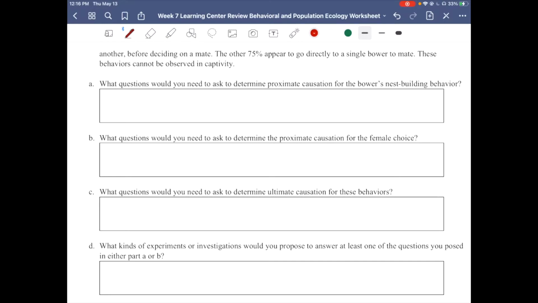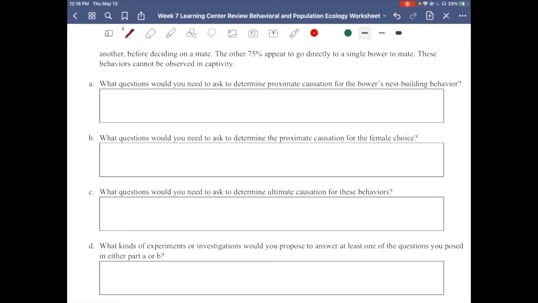Okay, so they just described certain behavior between male and female bowerbirds, and then at the end, they conclude that these behaviors are not observed in captivity, so they're only observed in the natural environment. So we're going to be asking some questions to figure out why that might be.